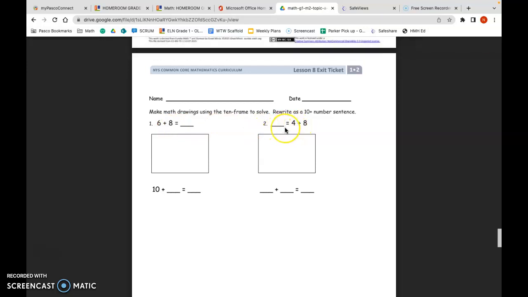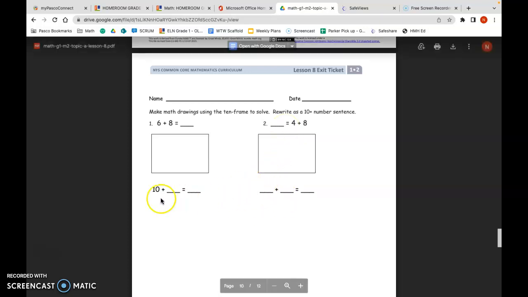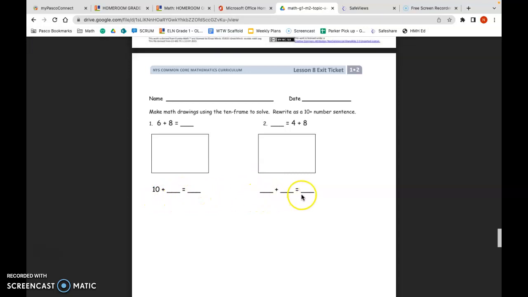Remember, this one's just written backwards, so if you need to rewrite it, go ahead and do it. This first number right here is going to be your 10 number sentence, just like over here. So it's going to be 10 plus blank equals blank.